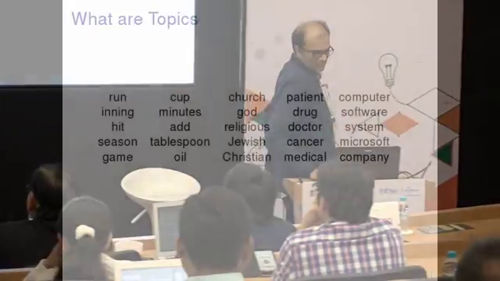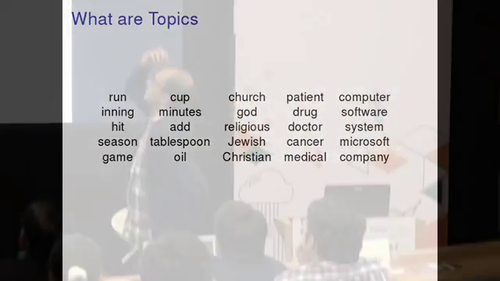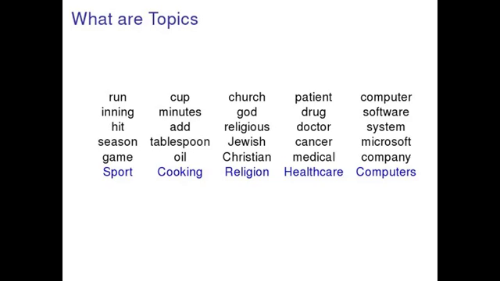So for example, if you run such topic models over some data set, in this case a New York Times data set, you can see the first five words: run, inning, hit, season, game. We talked about it, that's more like baseball. The second one could be about cooking, and then there is patient, drug, doctor, cancer, medical. Of course, you're talking about something like healthcare, right? So can you automatically extract them? That is the main idea.